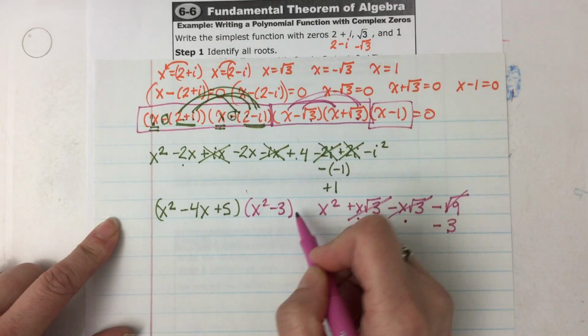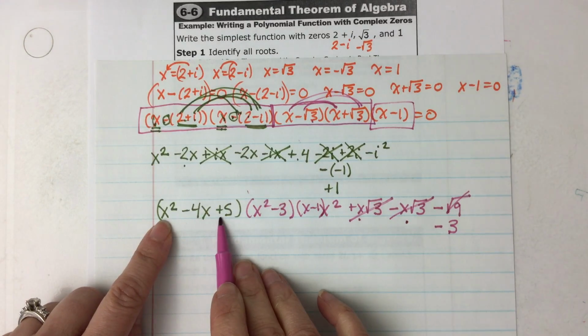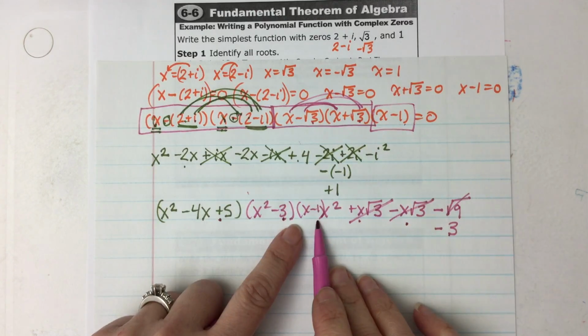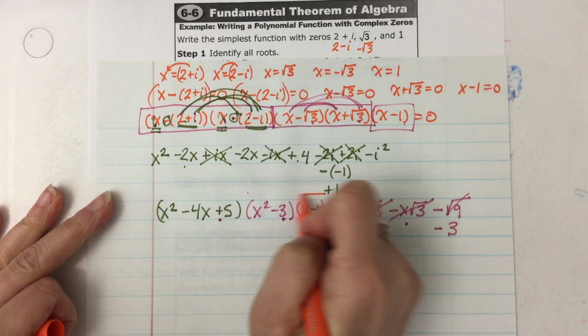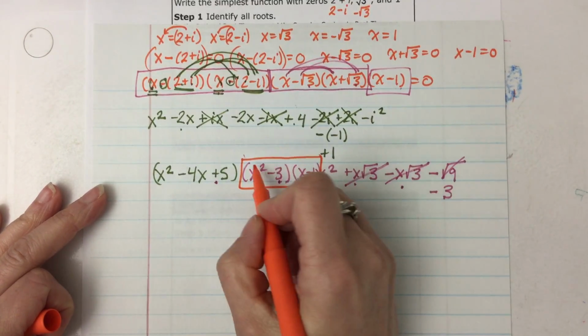Now don't forget, we still have this x minus 1. So I multiply those two together to get that trinomial. Those two together, I end up with a binomial. I still have my x minus 1. Remember, you can multiply in any order. These two binomials, I'm going to multiply them first because then I can FOIL.